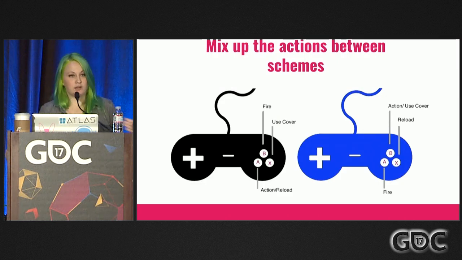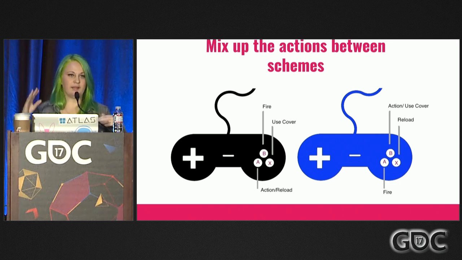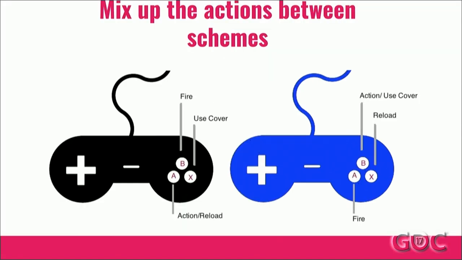The next part of this process is making sure the control schemes group different actions together. If you look at this one, you can see that action reload is grouped together on the left, and then on the right, action use cover is grouped together, and that's what I'm talking about when grouping things together differently. This mixture of actions, not just rearranging the buttons, allows the player more customization when they're trying to remap their controls.